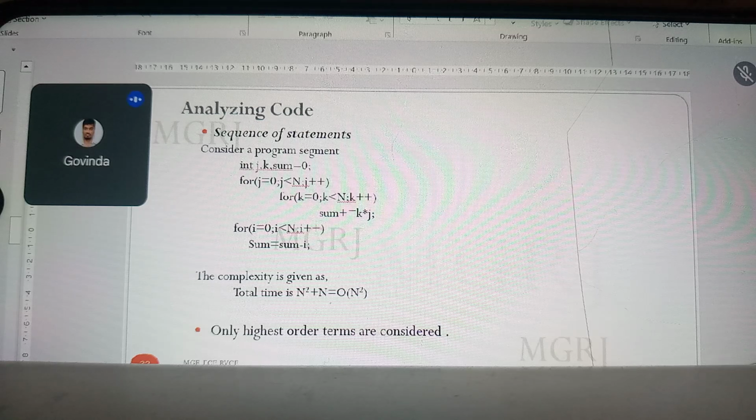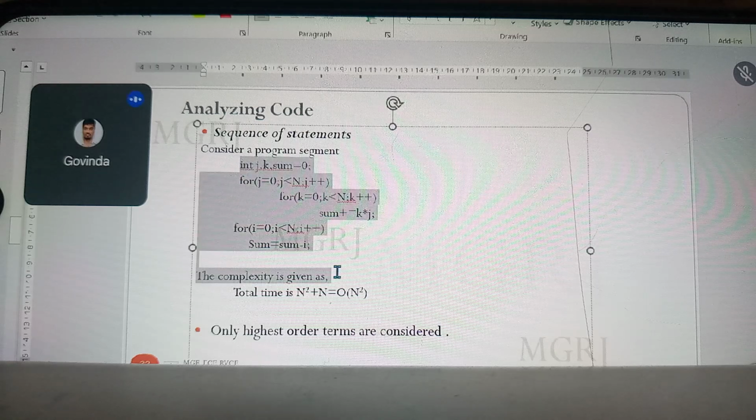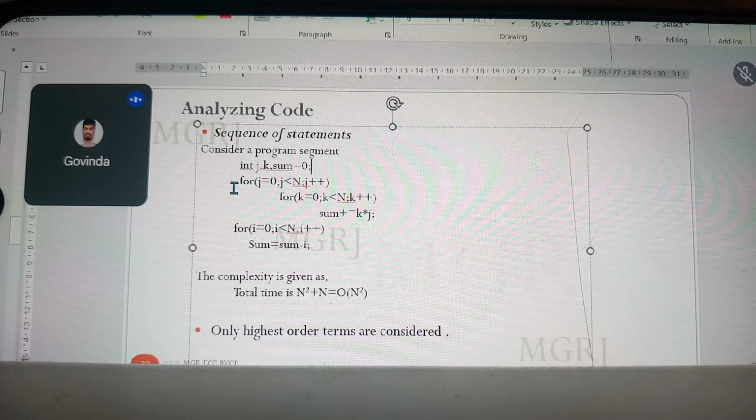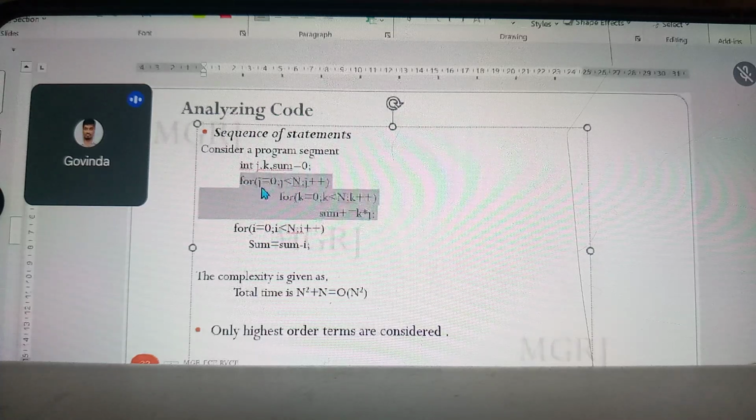Look at that. There is a program here. The first statements, int j comma k comma sum equals 0, are constant time. Why? Because they will execute only once. Then there is one for loop, for j equals 0, j less than n, j plus plus. Inside the for loop, there is one more for loop, for k equals 0, k less than n, k plus plus. So there is nesting of loops. Then sum plus equals k into j.